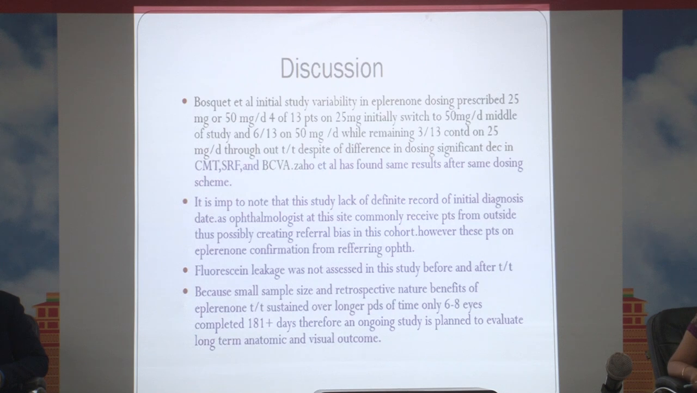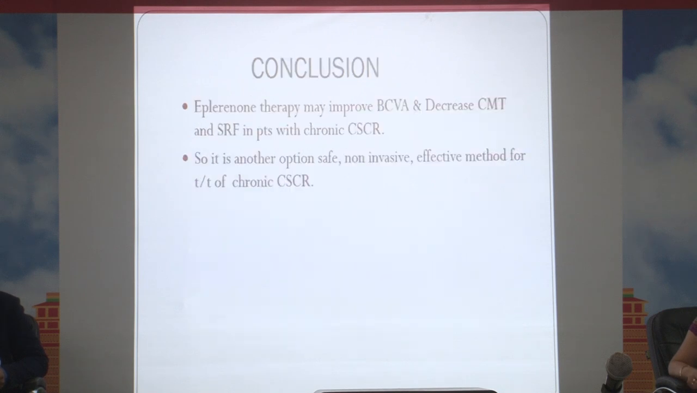Conclusion: eplerenone therapy may improve BCVA and decrease CMT and SRF in patients with chronic CSCR. So it is another safe, non-invasive, effective option for treatment of chronic CSCR.